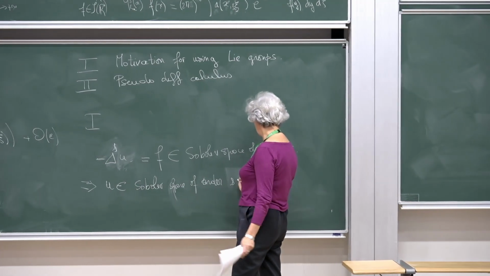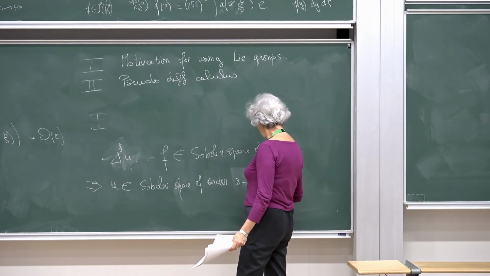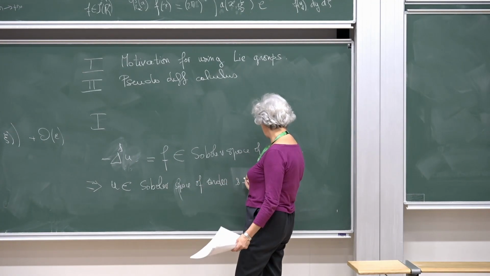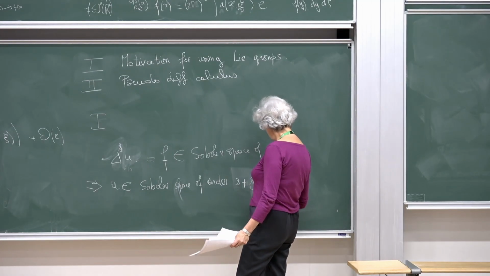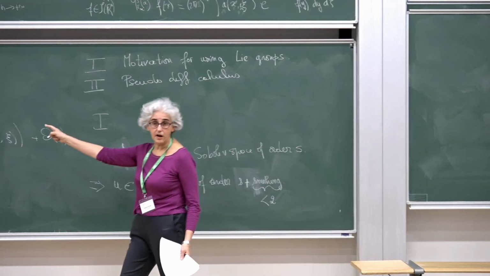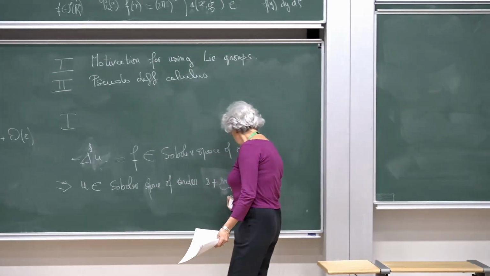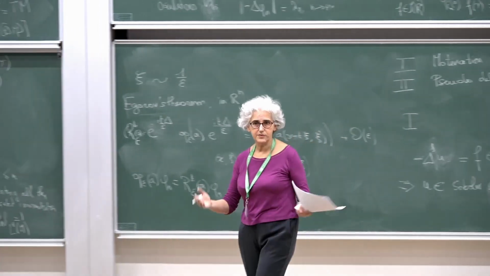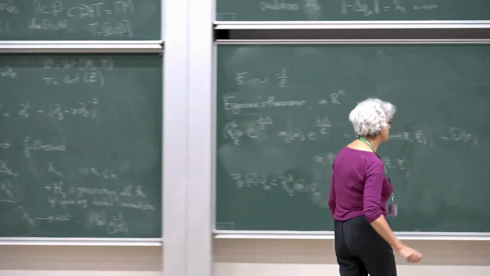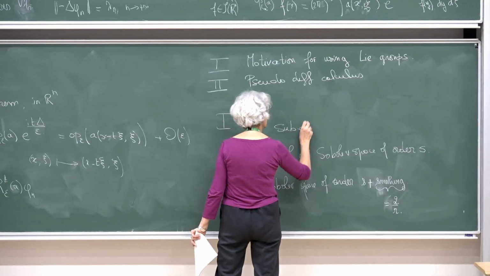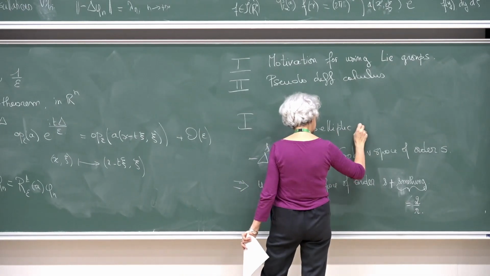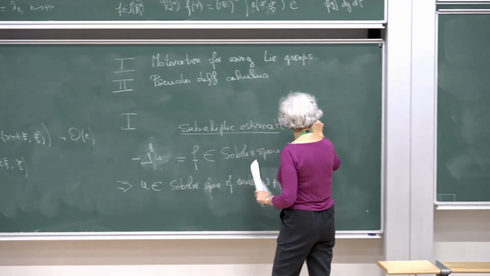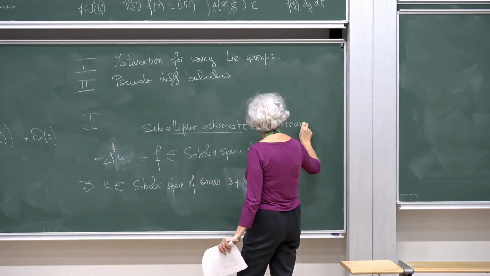You lose something, but U is still more regular. If R equals 1, you have S plus 2, which is the elliptic estimate. So this is the sub-elliptic estimate, and it was proved by Hörmander in the 70s.